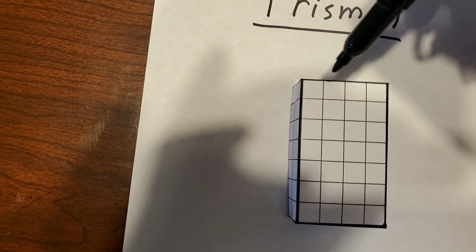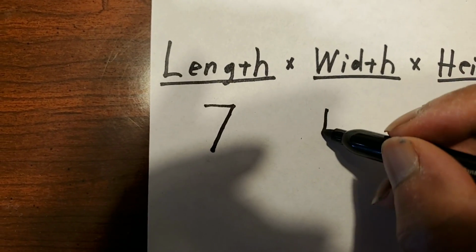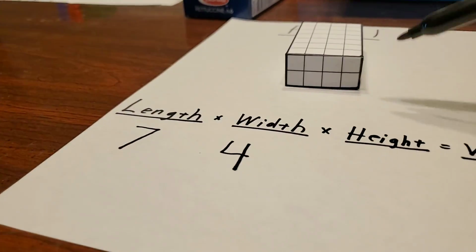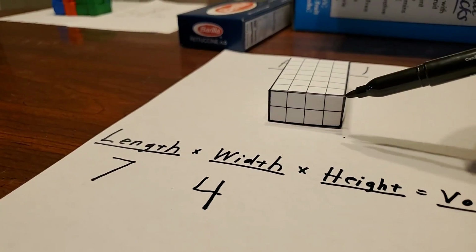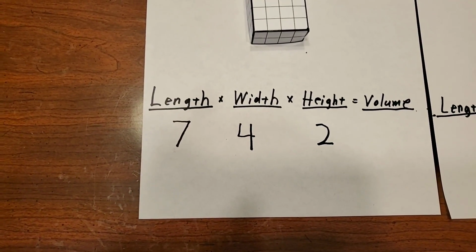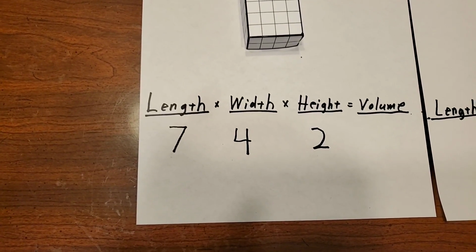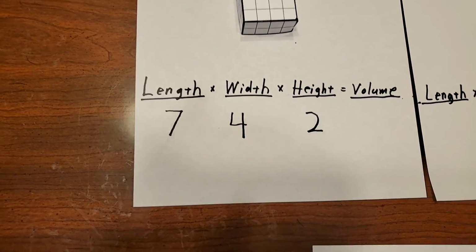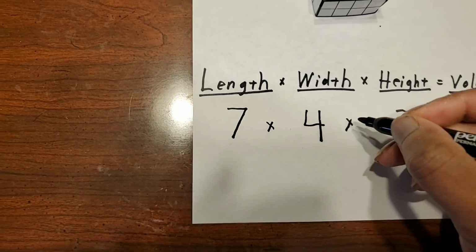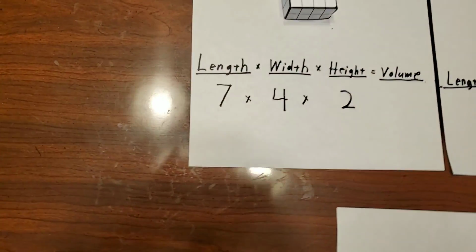How wide is it? 1 centimeter, 2 centimeters, 3 centimeters, 4 centimeters. Let's get down. What is the height? 1 centimeter, 2 centimeters. So it is 2 centimeters high. Now, what are we going to do with 7, 4, and 2? Easy. We're going to multiply them. 7 times 4 times 2. All right.